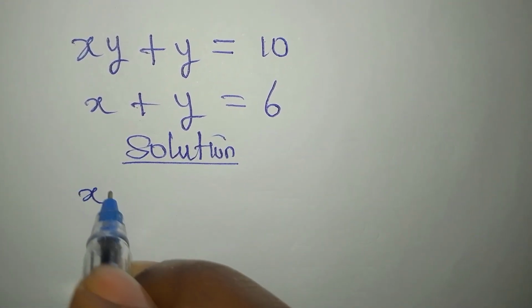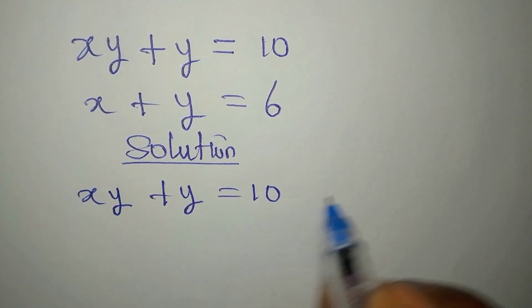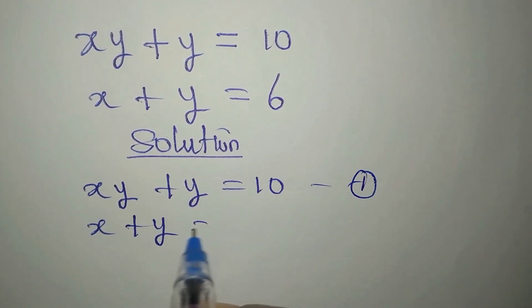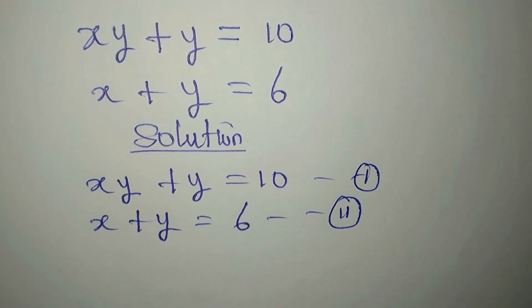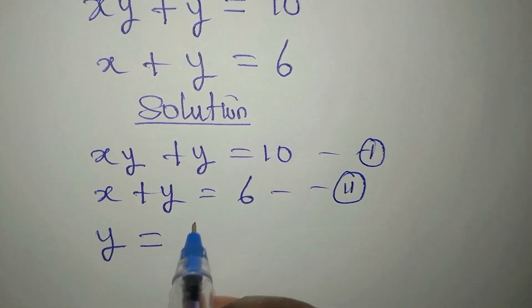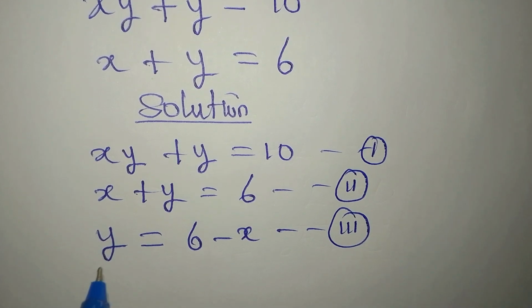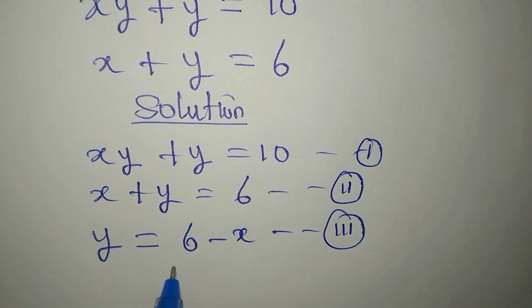We have xy plus y equals 10 as equation 1. And then we have x plus y equals 6 as equation 2. From equation 1, let's leave that. From equation 2, y is 6 minus x. This is now our equation 3. We are going to need this equation when finding the value of y. So that means we'll be going after the value of x first.